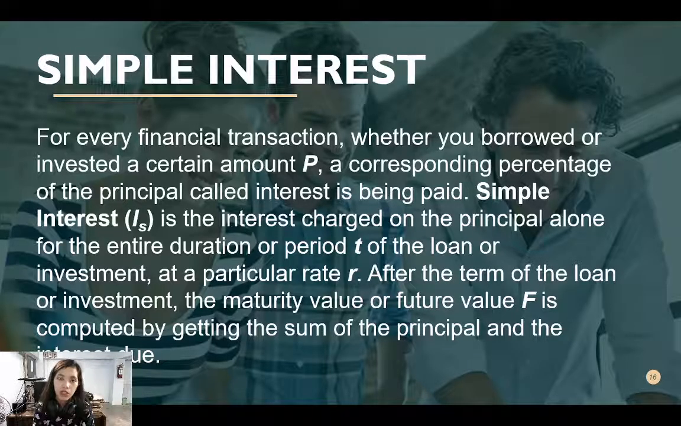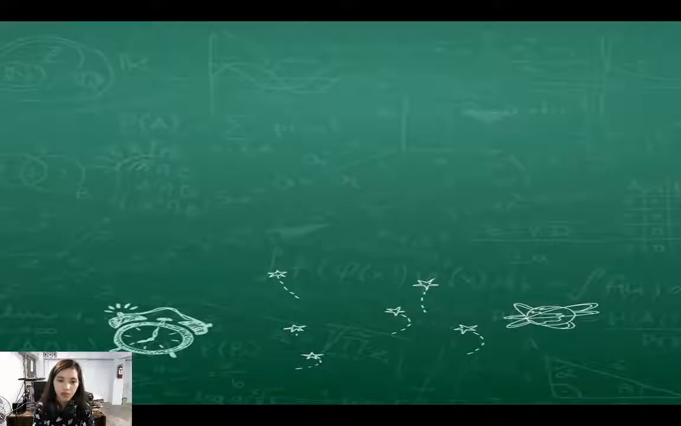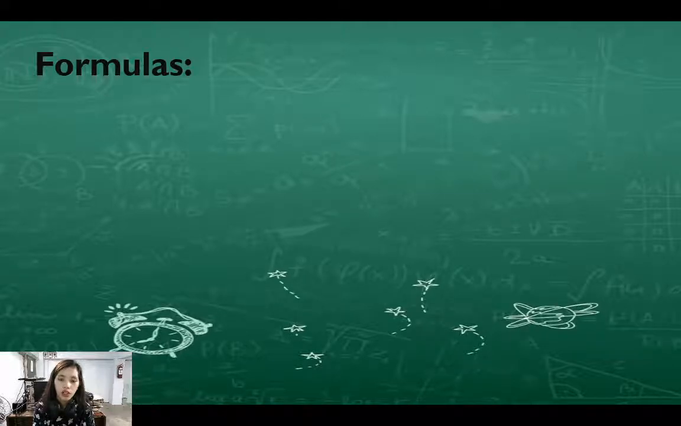So, ito yung kalimitang ginagamit kapag magpapautang or manghihiram. Manghihiram ka ng pera sa bangko o kaya sa tao, simple interest yung ginagamit. Kapag naman magpapautang ka, gano'n din yung ginagamit, simple interest. So, ito yung mga formula para mahanap natin yung simple interest sa isang pera na pinahiram. So, I sub S or simple interest is equal to PRT.